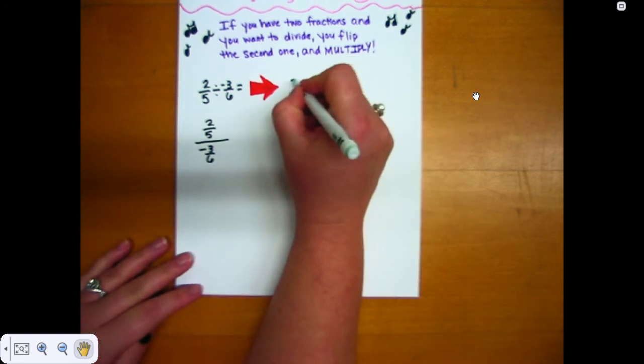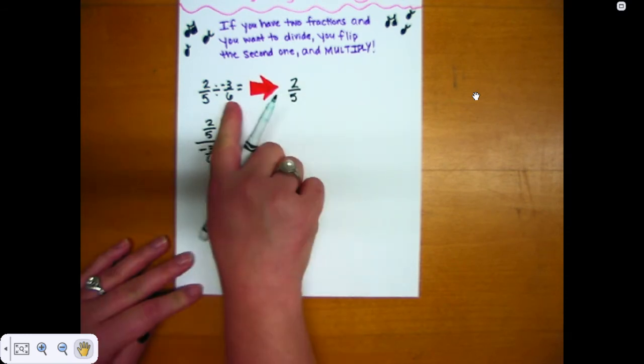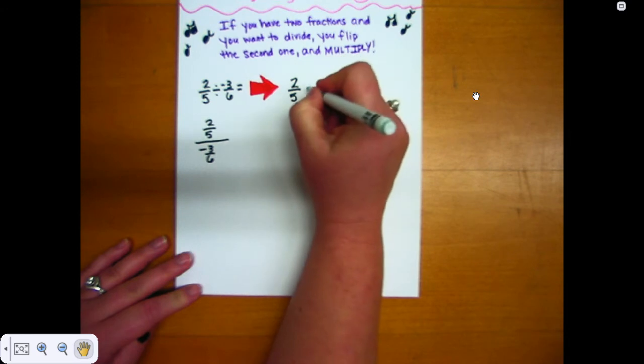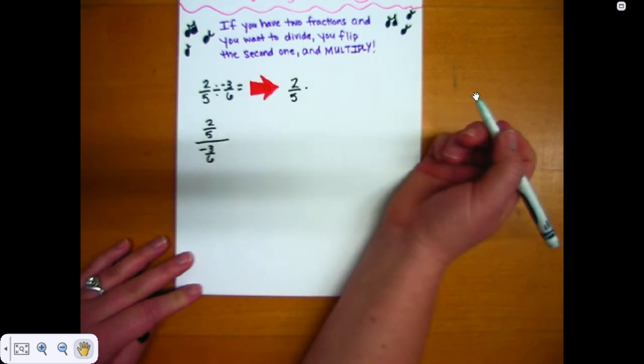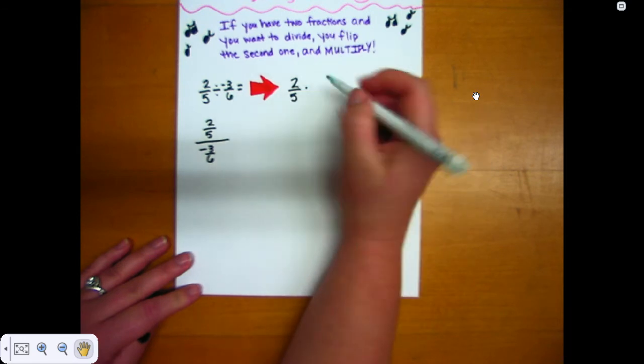So I leave 2/5 the same. Don't do anything to 2/5. But I am going to flip this one. So that means I'm going to multiply it. And what do I mean by flip? Well, I just mean flop it over.